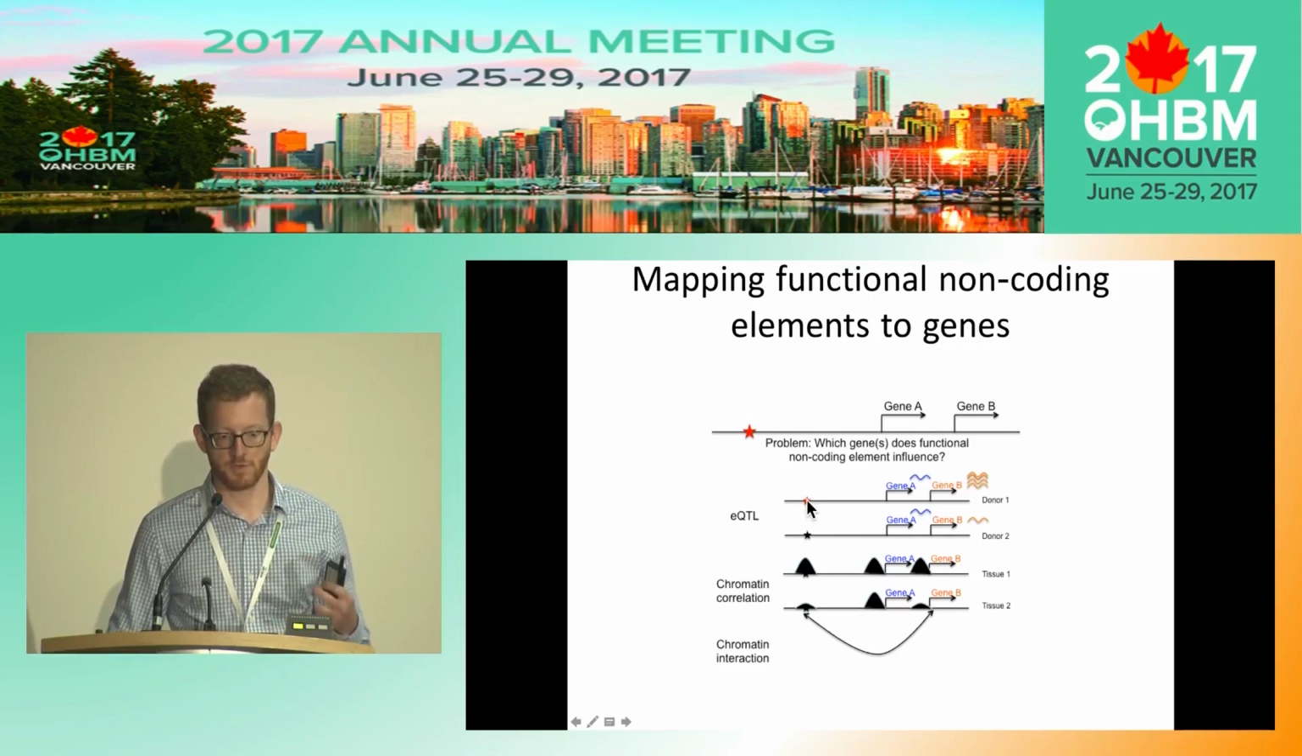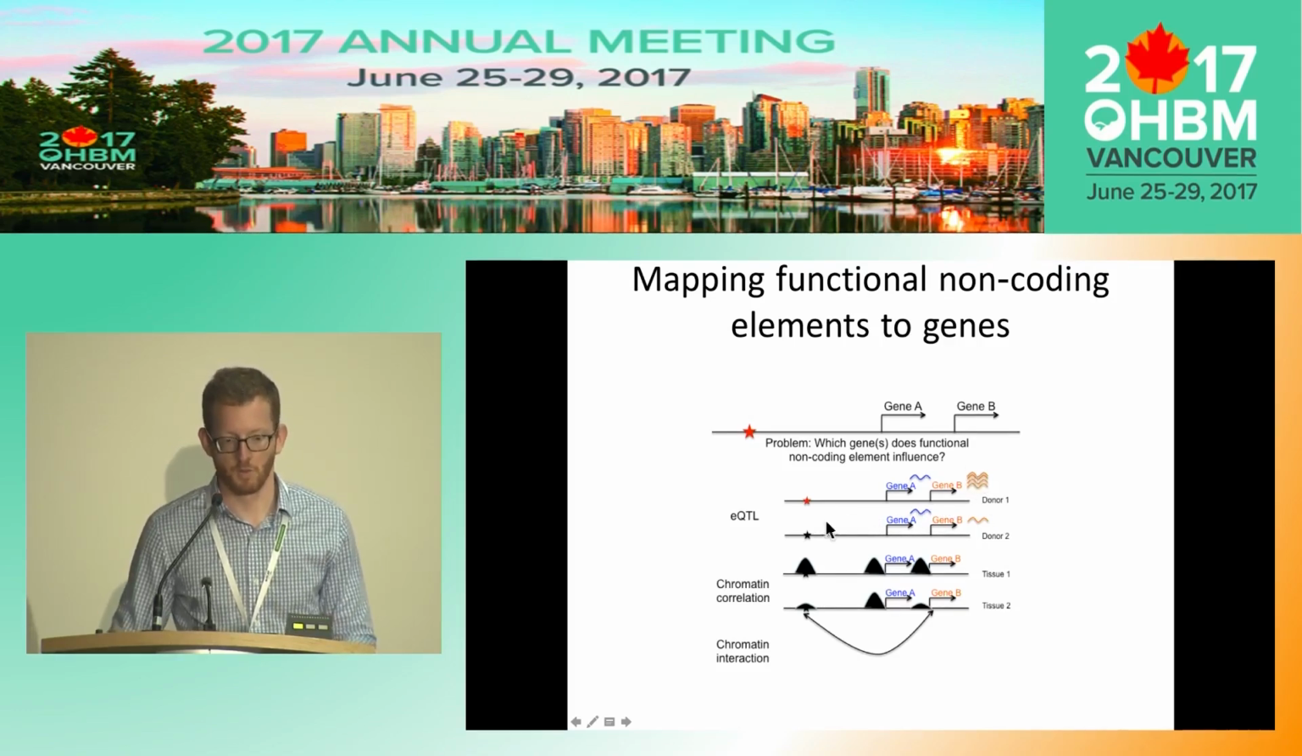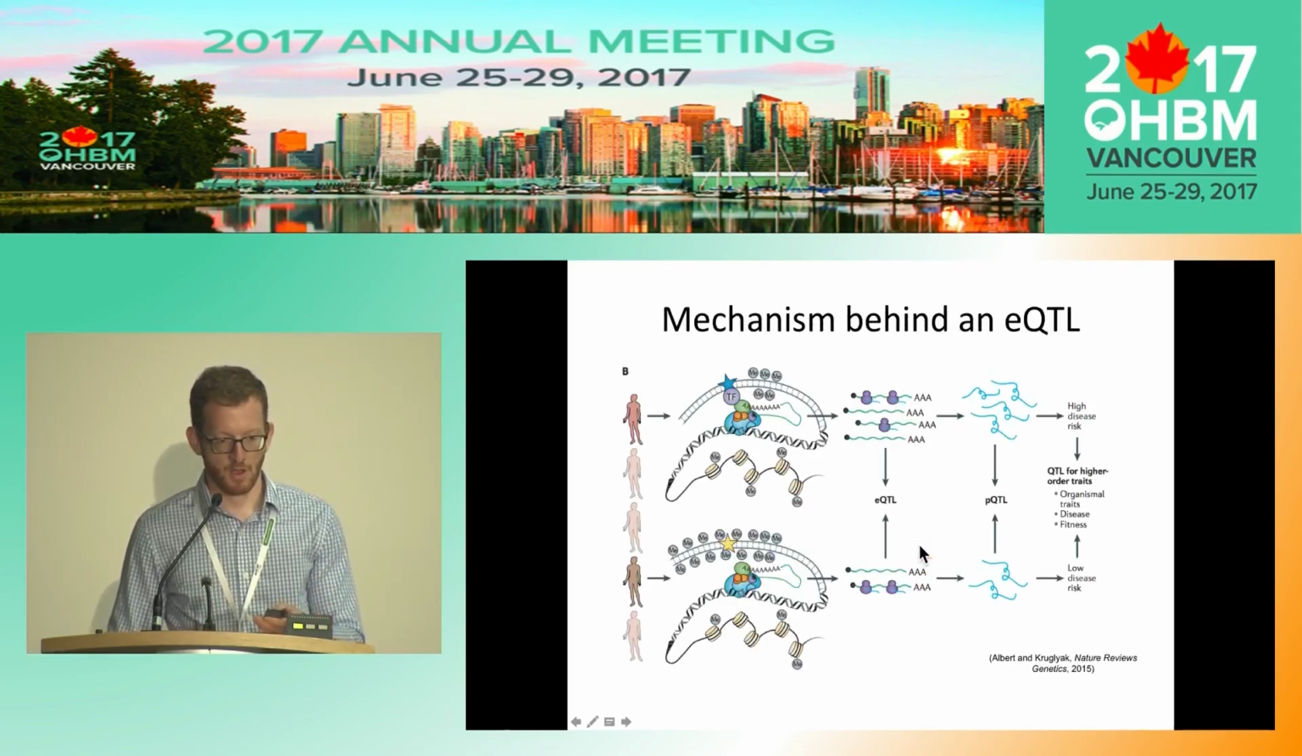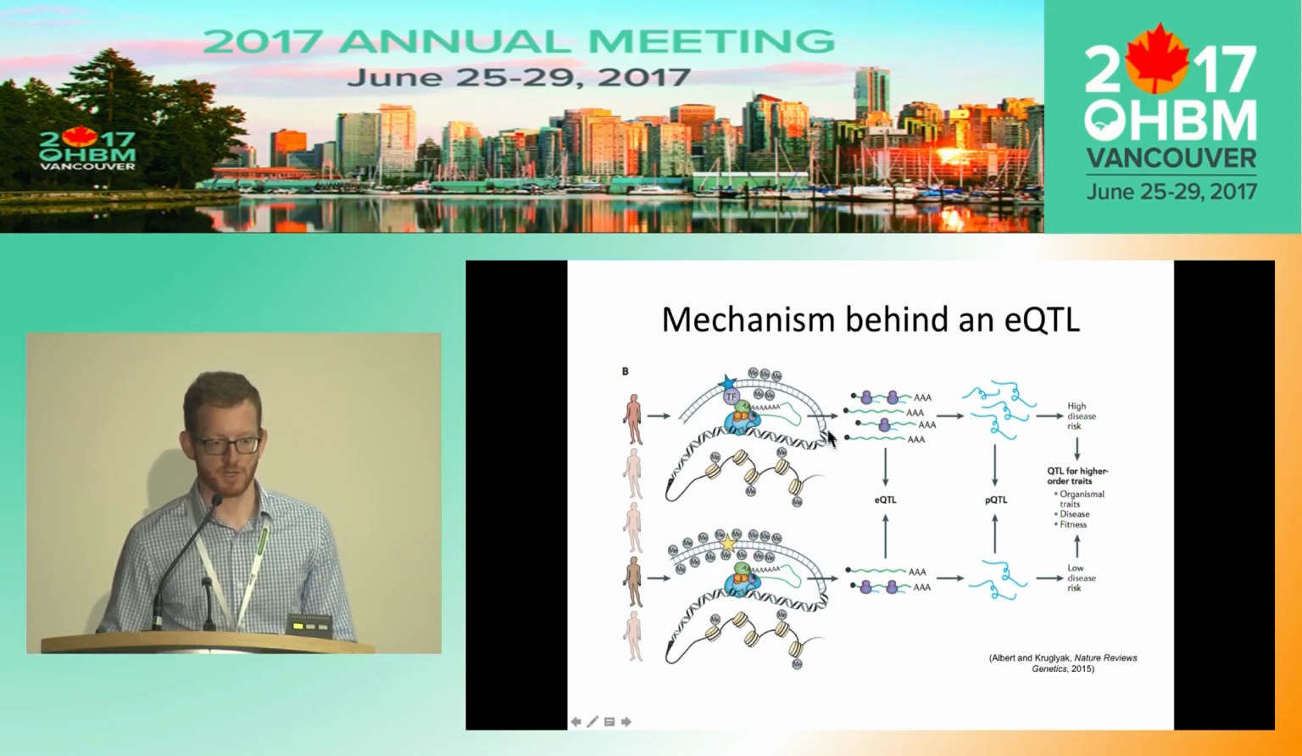One is by doing eQTL, expression quantitative trait loci studies. Here, we can see that the red variant seems to be associated with higher levels of expression of gene B, whereas the black variant seems to be associated with lower levels of expression of gene B. However, the red variant doesn't seem to affect expression of gene A at all. So from this, we can suggest gene B as a possible gene of action for this genetic variant.